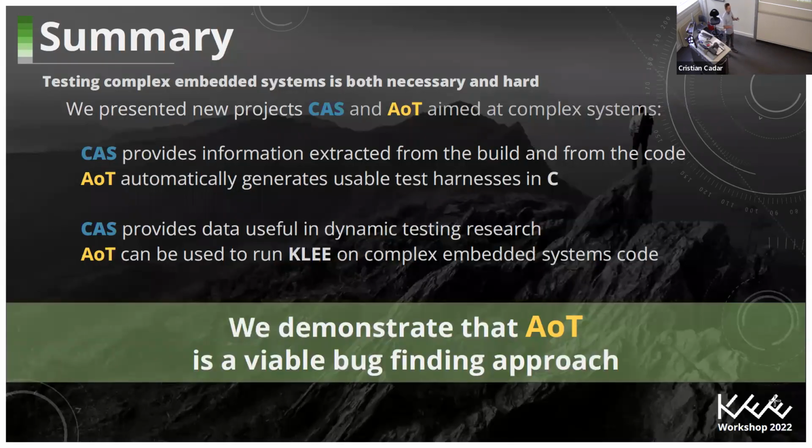So just to sum up, I just presented 2 of our projects, CAS and AoT. With CAS, you can extract information on the build and on the source code, and make it available to external applications. And as we've seen through examples, it can also be used for other dynamic testing research projects which operate on such information. And AoT, which is based on CAS, can automatically generate usable test harnesses in C. Importantly, it can be used to run KLEE on very complex systems code like the Android kernel. And indeed, we can find bugs with them, of course, with manual intervention.